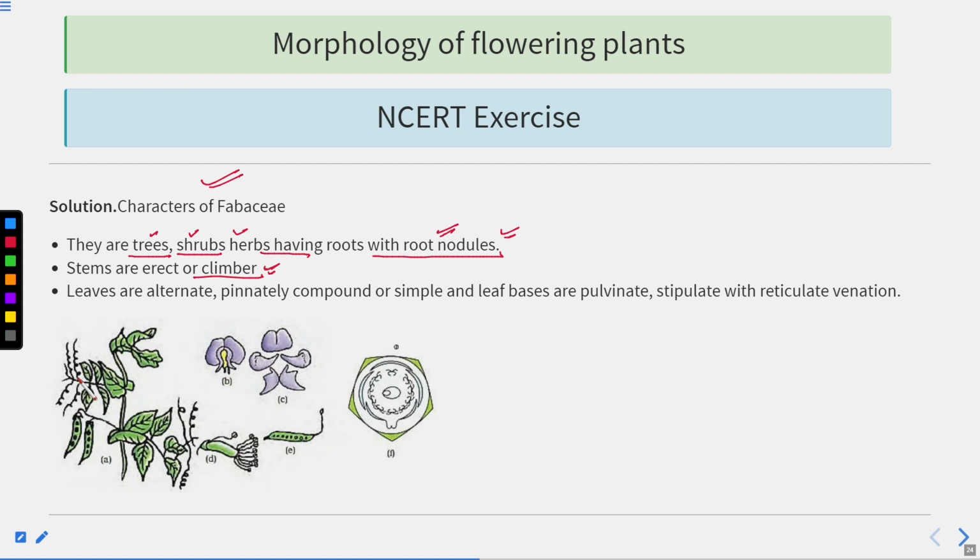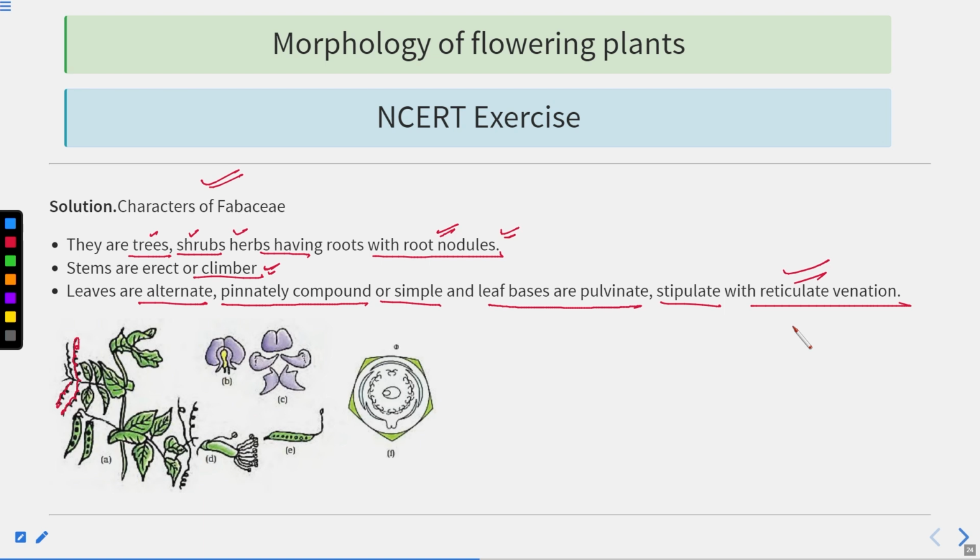Here you can see tendrils. Some of the apical leaves are modified into tendrils to get support from the surroundings. They can cling to the support and stand erect. Leaves are alternate, pinnately compound or simple, and the leaf base is pulvinate, stipulate, with reticulate venation. Reticulate because it is a dicot.